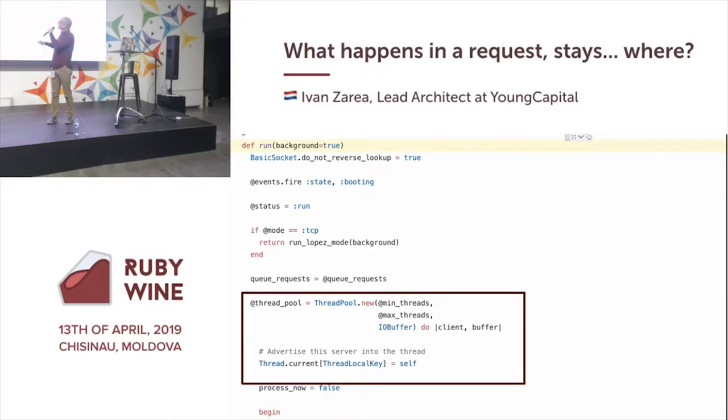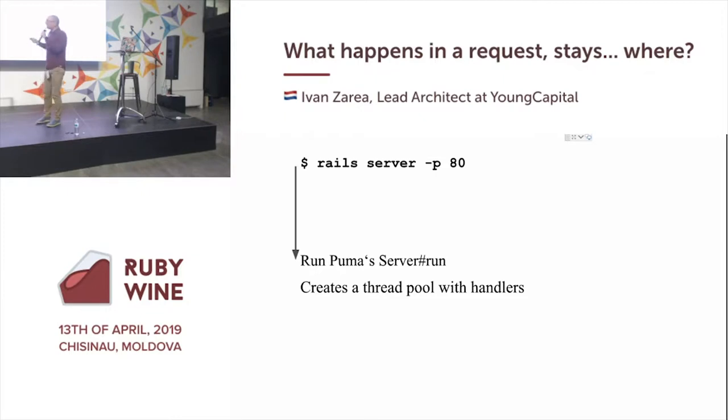The run method does the following thing. If you look at it, it is actually pretty simple. It's surprisingly readable if you know how to read Ruby. It runs in a thing called Lopez mode sometimes, which is a weird name for a server to run in, but whatever. But the most important thing is here. It creates a thread pool of a certain number of threads, and for every single thread in the thread pool, whenever there's a client, it can actually execute some code for that client. This is how Puma works. So it creates a thread pool with handlers for different clients.